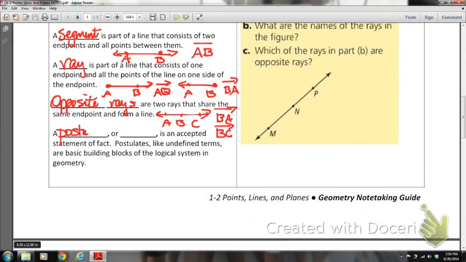Finally, a postulate, or it's also called an axiom, is an accepted statement of fact. So postulates, like undefined terms, are the basic building blocks of the logical system in geometry. Good thing about postulates is that you accept them as fact. You don't have to prove them. We can use them to prove other things later that we're going to call theorems.